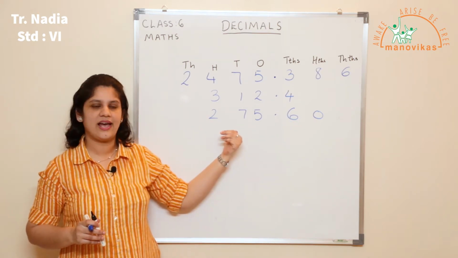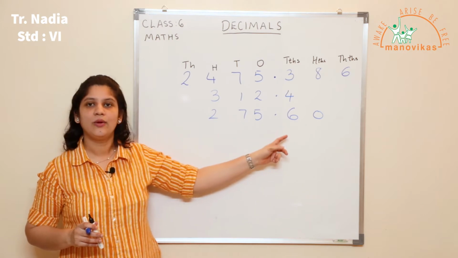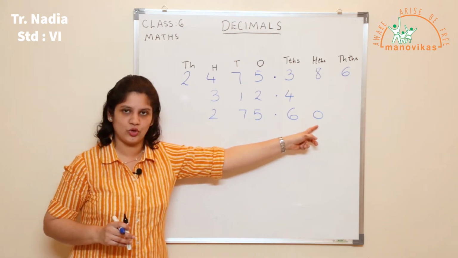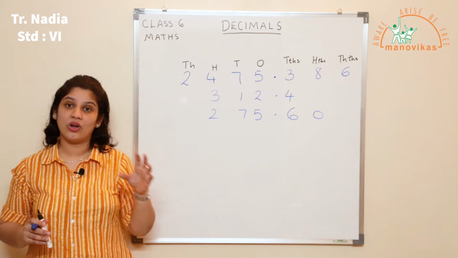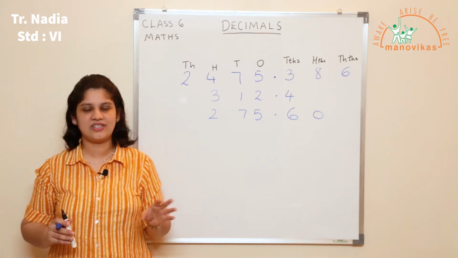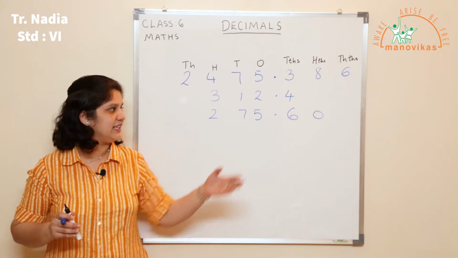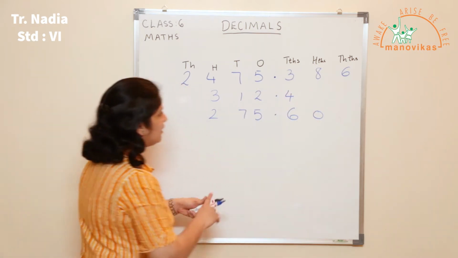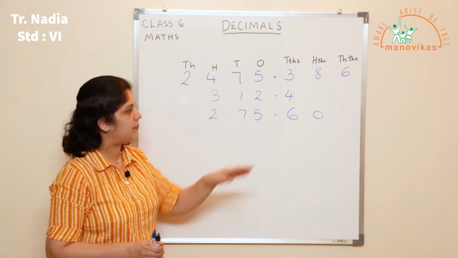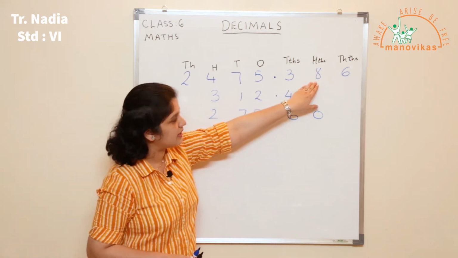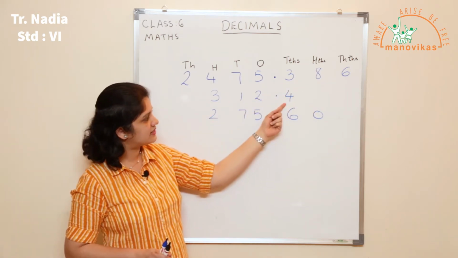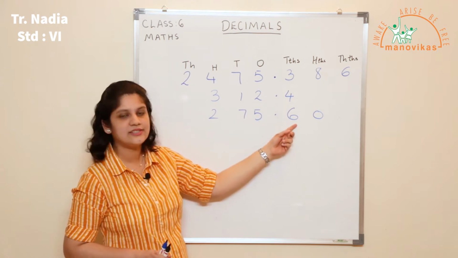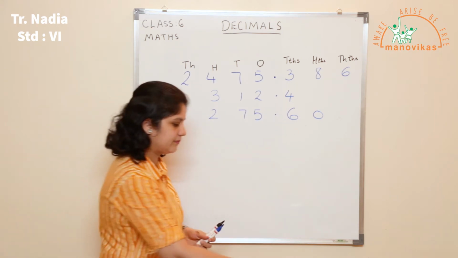I would read this as 275.60. So the decimal part is always read as separate digits and never read as 60 or 386. Okay? Now here one more thing you all need to understand, the number of decimal places. Look here, this number has 3 decimal places, this has 1 decimal place and this has 2 decimal places.